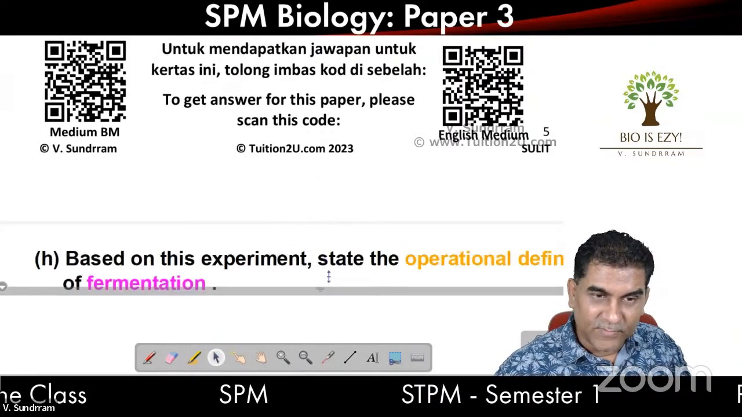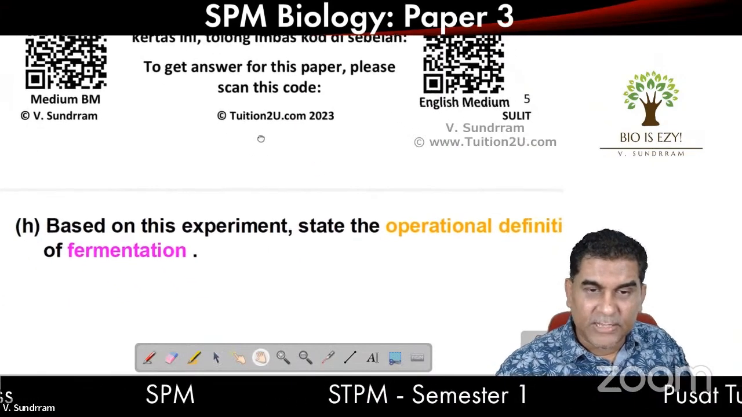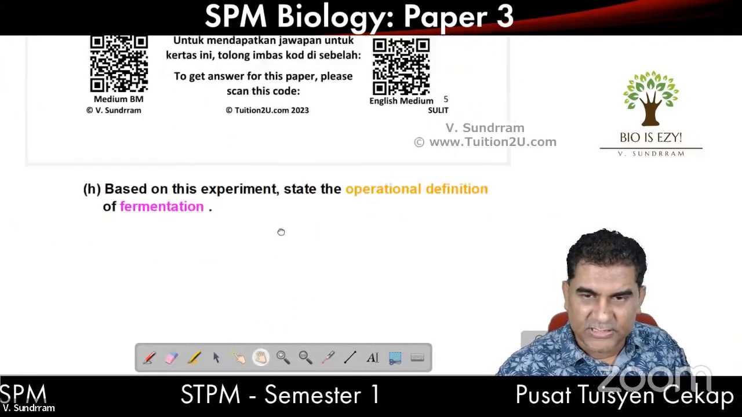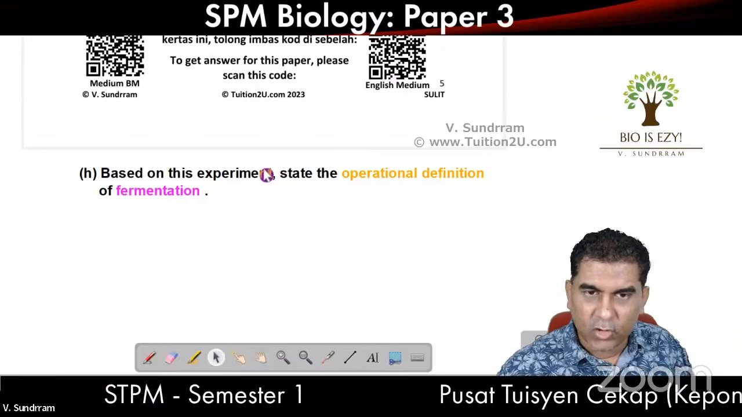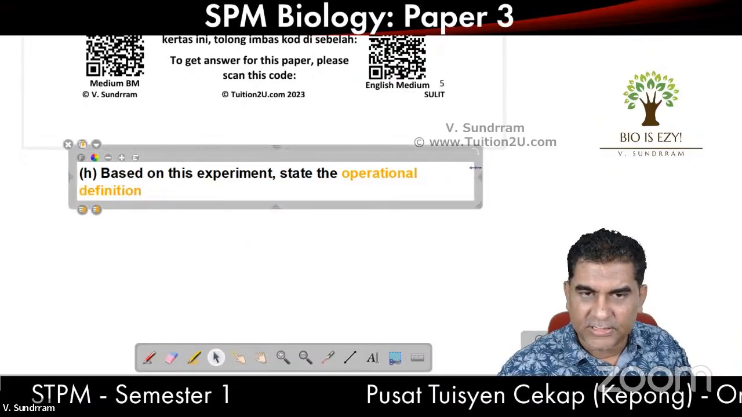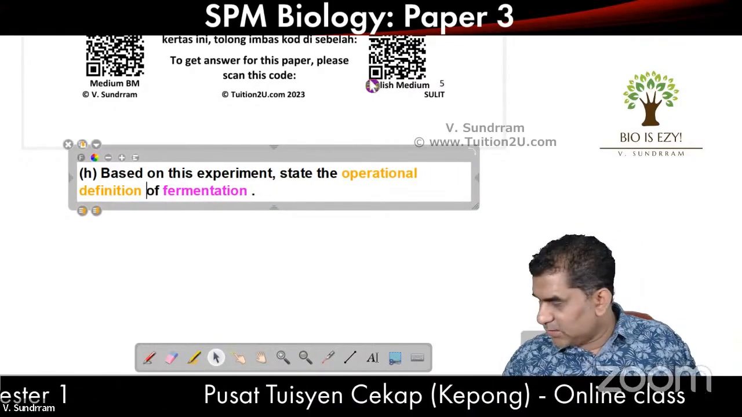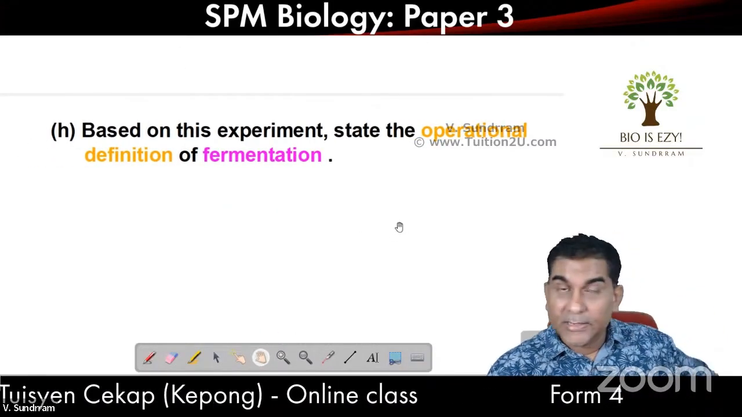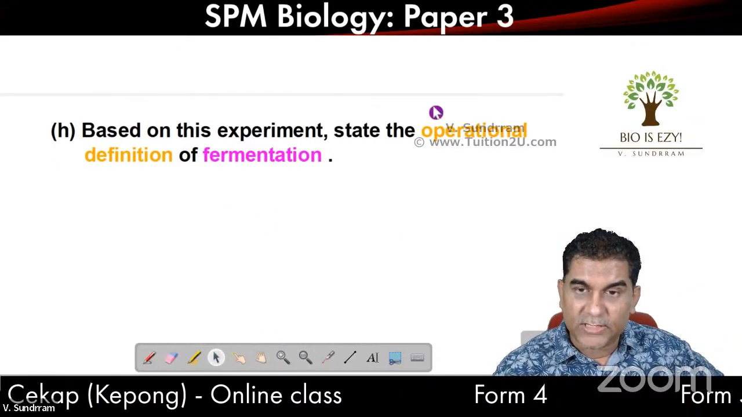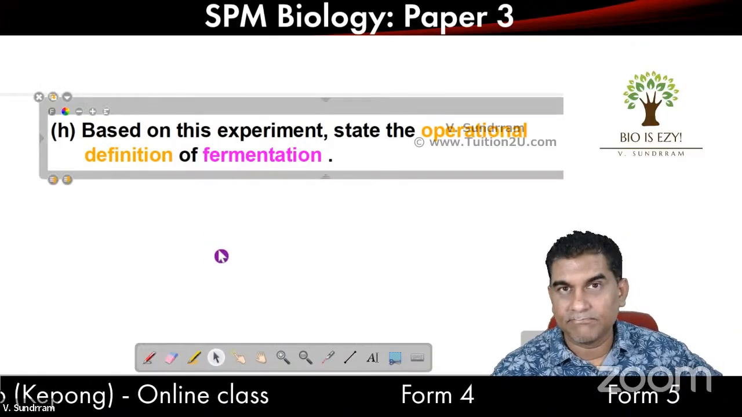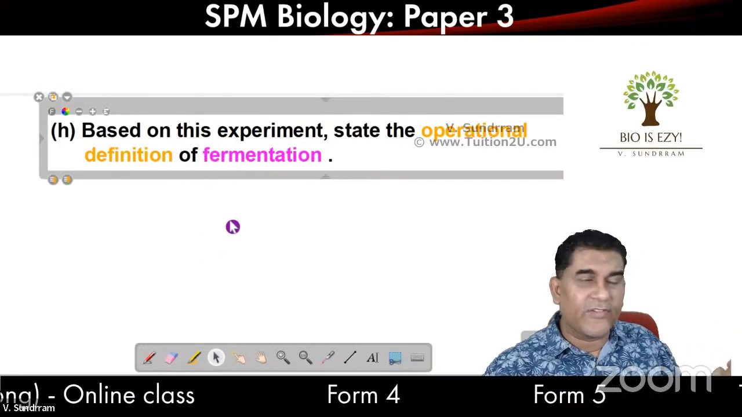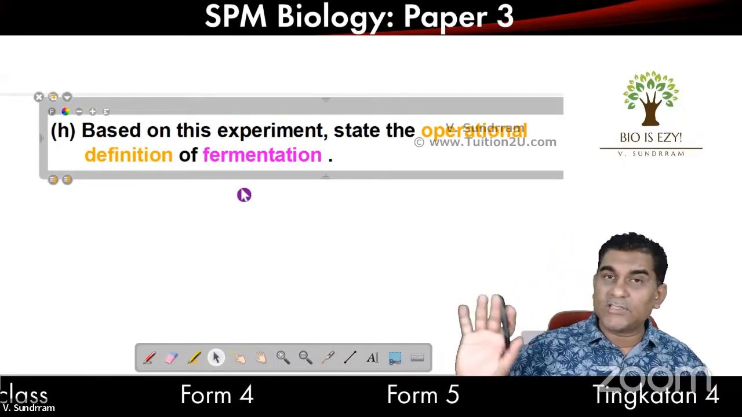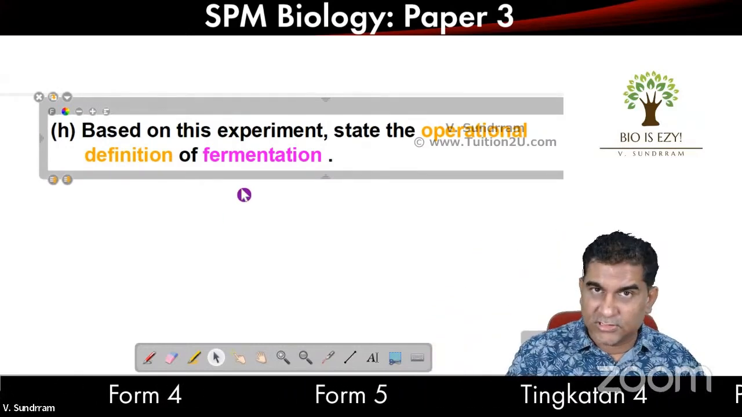Okay, so here, let's say the question is based on this experiment: state the operational definition of fermentation. Let's assume the question was like this. Many students are very confused when they see the words operational definition. For example, the question asks you for the operational definition of photosynthesis. What they'll do is they'll write back the definition of photosynthesis.